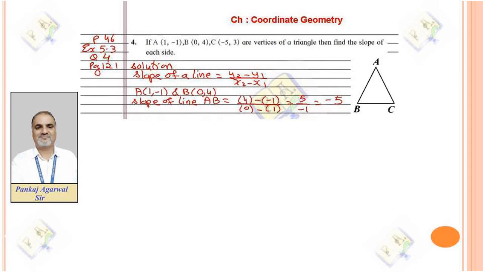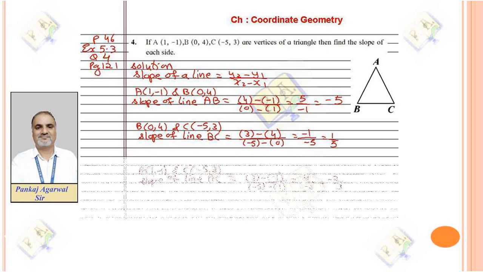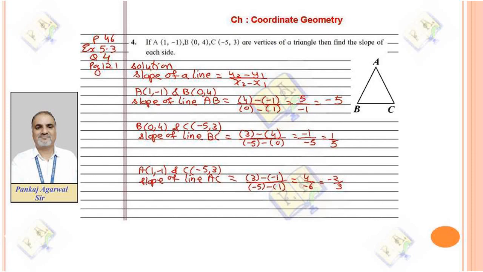Calculate the slope of line AB: (4 minus of minus 1) whole upon (0 minus 1). After calculation, minus 5. Slope of line BC is equal to (3 minus 4) whole upon (minus 5 minus 0). After calculation, 1 upon 5. And finally, slope of line AC is equal to (3 minus of minus 1) whole upon (minus 5 minus 1). After calculation, it will be minus 2 upon 3.